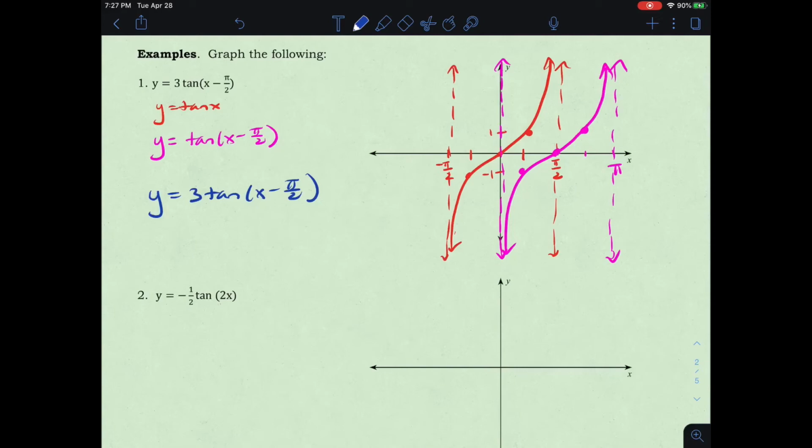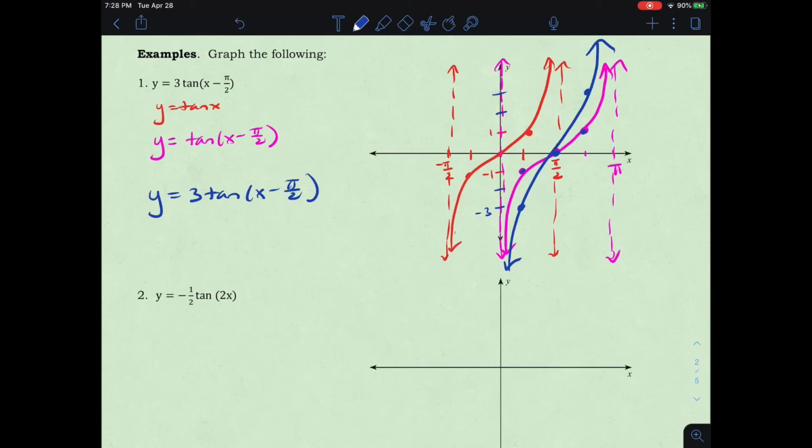So if I multiply this point right here by 3, I'll get negative 3. And if I multiply this point right here by 3, then I'll get positive 3. I'll still have a point right here, right? Because 0 times 3 is 0. And then when you graph it, you'll get something like this. So hopefully you see how we graph that.